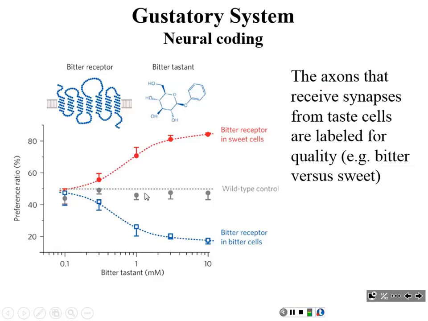Well, here's an example. This is a wild-type control, an animal that is just drinking water. If in the water we put a bitter compound, because of the response with the bitter taste, the animal is going to drink less water.